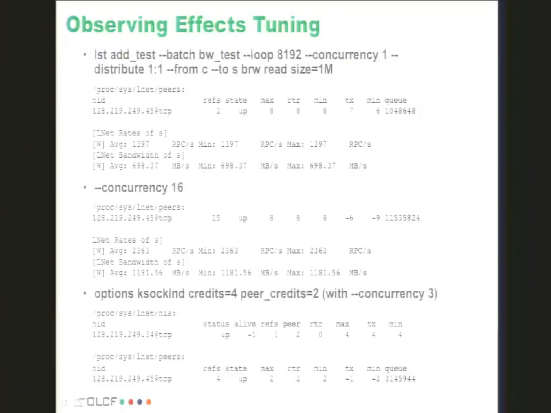If we ramp up the concurrency to 8 or even 16, then we start to fully utilize that link. So there we get almost 1,200 megabytes per second out of it. That's as much as we're going to see out of that one connection.